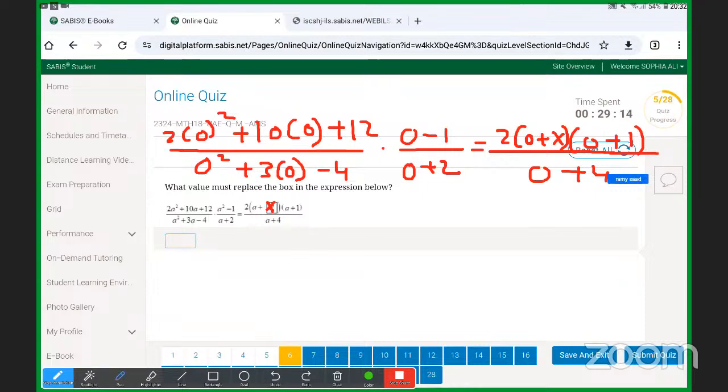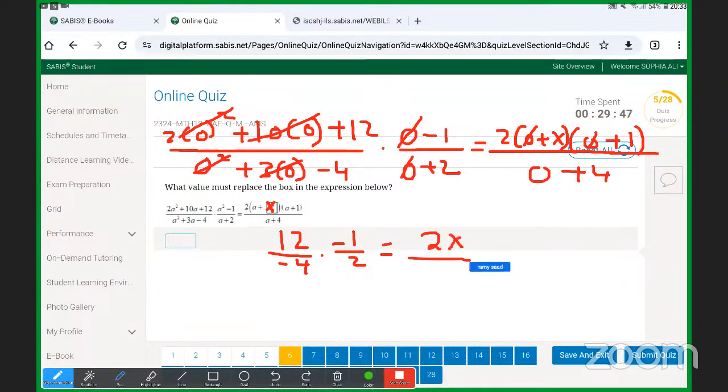Oh, it seems very easy, right? The evaluation will be very easy. Why? I will cancel every 0. 0 times anything, of course, is 0. So we have here 12 over -4 times -1 over 2. Cancel that. So it will be 2 times x times 1, so it will be 2x over 0 plus 4. Cancel 0, it will be 4 only. Oh, it is very easy now.